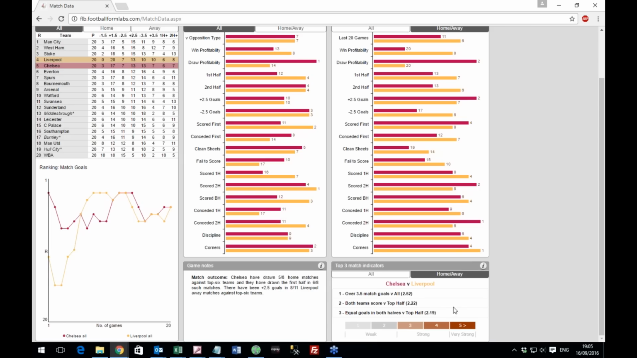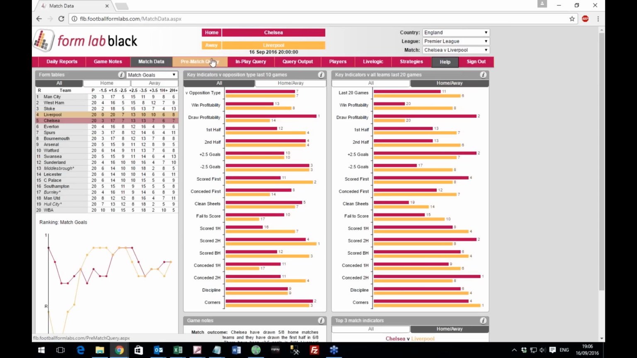The top 3 match indicators are strong things in the game. The number in the brackets is the number of deviations that they are away from the mean in the league for that market. We're on home and away, so over 3.5 goals versus all for both teams is a strong deviation from a standard in the league. What we're going to move to next is pre-match query.